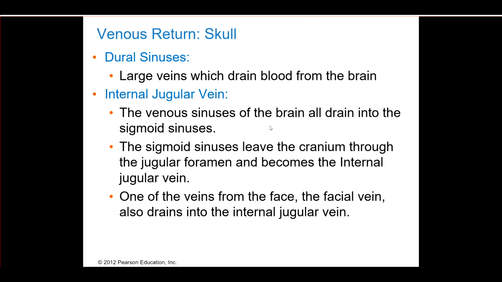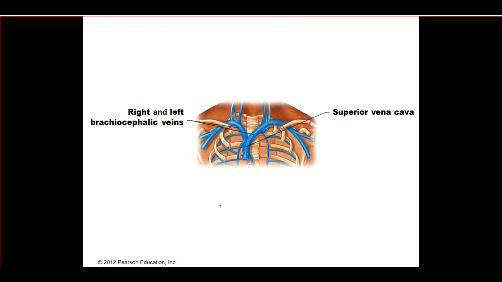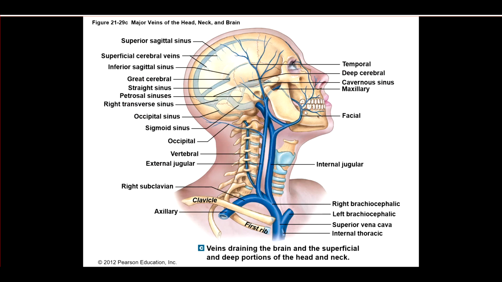The sigmoid sinus leaves through the jugular foramen to become the internal jugular vein. One of the veins from the face, the facial vein, which I'll show you in a couple minutes right here, is an external vein. You would think it would go into the external jugular vein. This is kind of an exception to the rule. This facial vein does drain into the internal jugular vein. I'm not overly concerned with that. It's just kind of a variation of what one would expect.